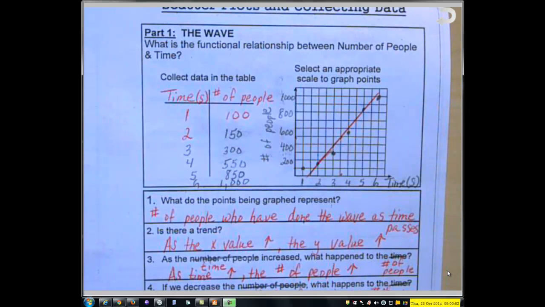Hello everyone. Let's talk about the video we just saw of the wave at the baseball game. We want to look at what is the functional relationship between the number of people that participate in the wave and the time.